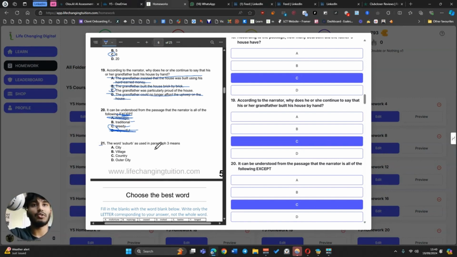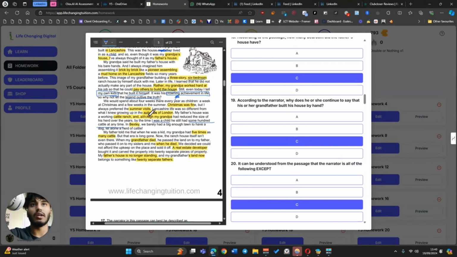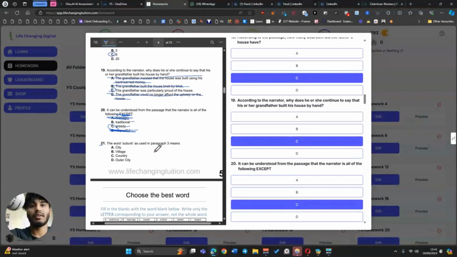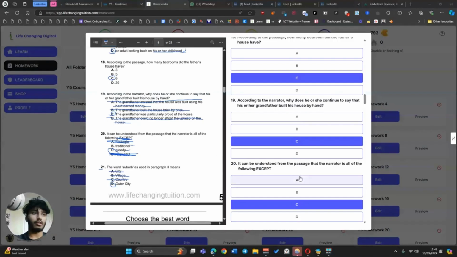Question 21. The word suburb, as used in paragraph 3, means what? So suburb is highlighted here. So if you think of the suburbs of London, if you think about the urban area of London, that's directly in the middle, so that's like central London, right? Canary Wharf. So the suburbs, I mean, it's not the village or the country, it's not directly the city, it's actually more the outer city. And it's likely where you might live, somewhere on the outskirts of London, near like Sidcup, Bexley, stuff like that. So that is the end of the second comprehension.